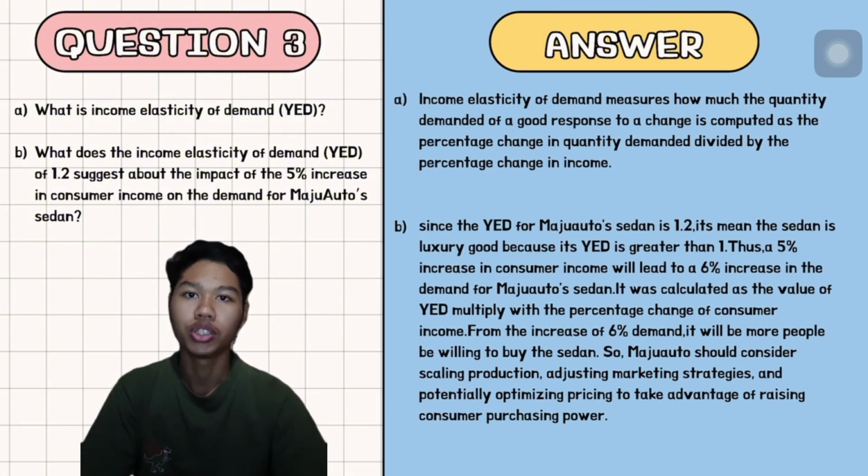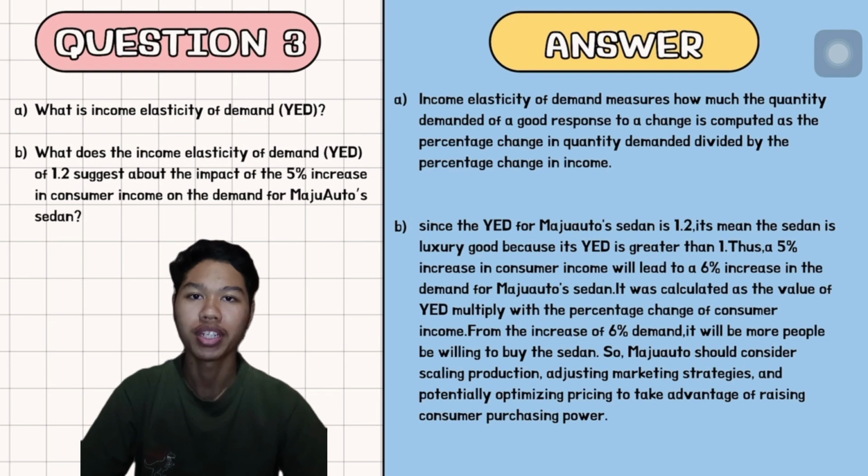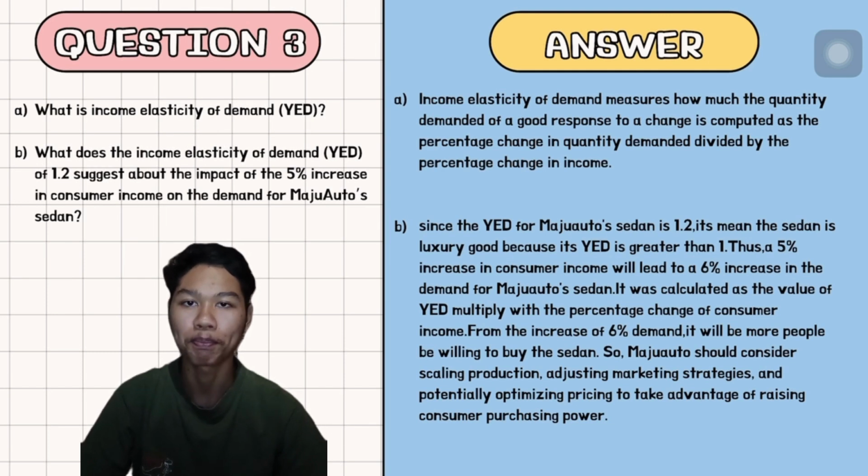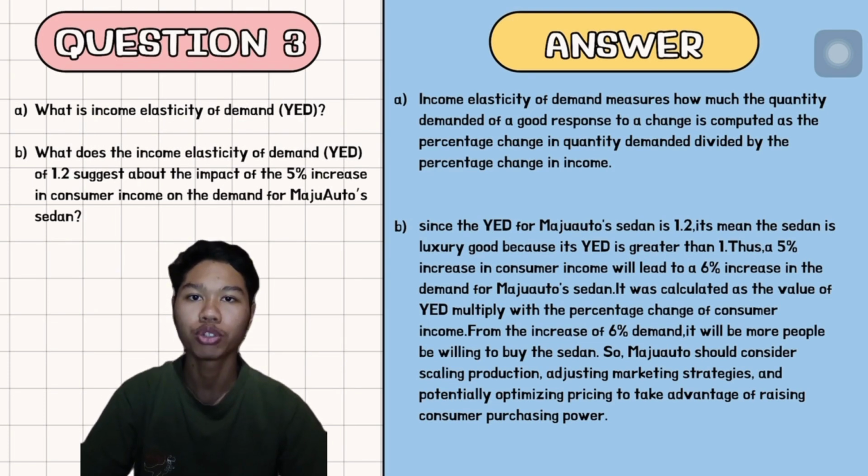Since the YED for Maju Auto sedan is 1.2, it means the sedan is a luxury good because its YED is greater than 1. Thus, a 5% increase in consumer income will lead to a 6% increase in the demand for Maju Auto sedan. It was calculated as the value of YED multiplied by the percentage change in consumer income. From the increase of 6% in demand, more people will be willing to buy the sedan. So, Maju Auto should consider scaling production, adjusting marketing strategies, and potentially optimizing pricing to take advantage of rising consumer purchasing power.